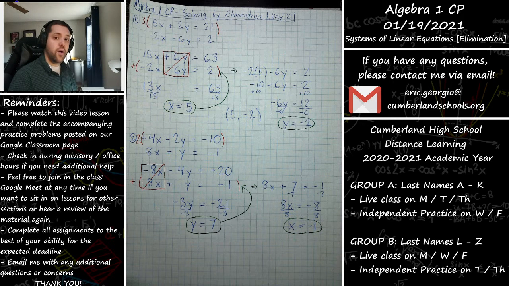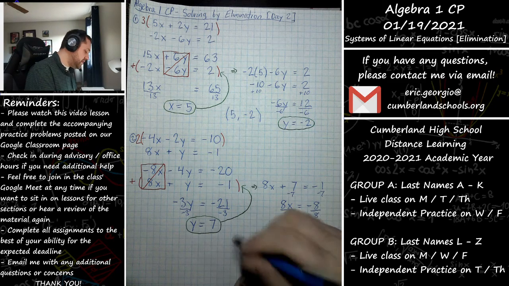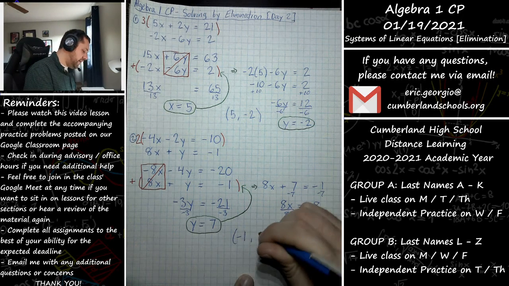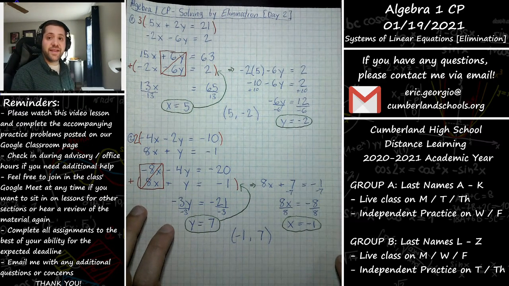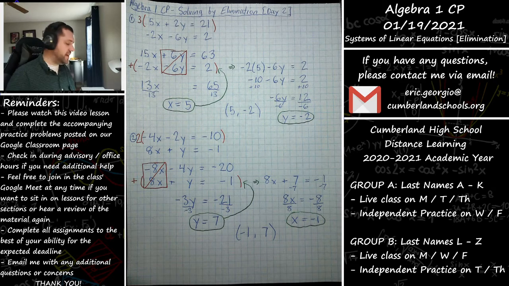All right. Hopefully no questions about that. So we'd say the solution to our system of equations is (-1, 7). All right. Hopefully logical and clear so far with the examples we're seeing here.